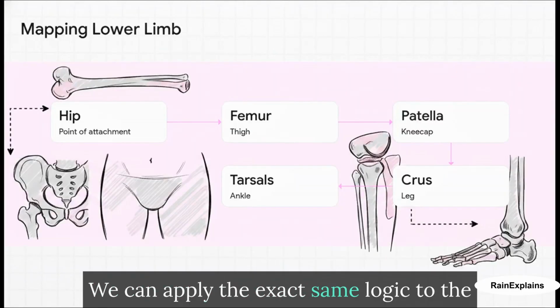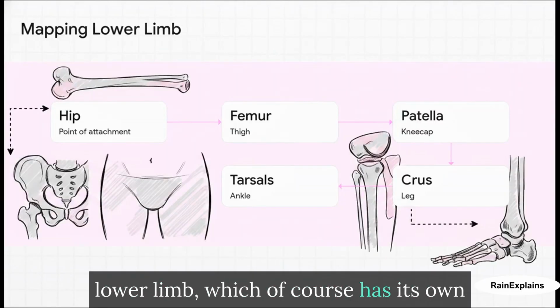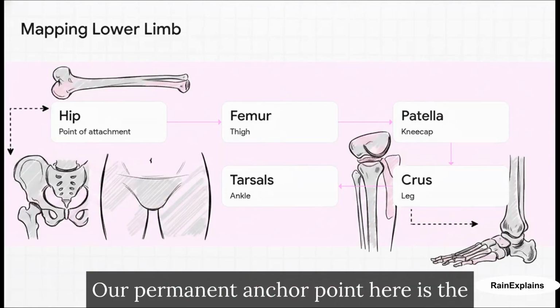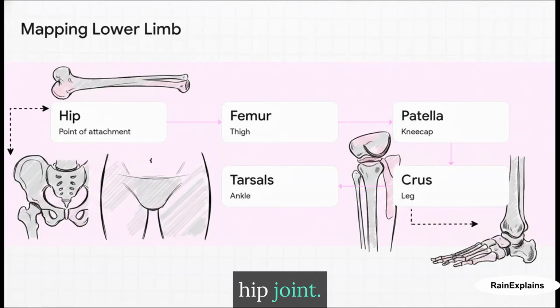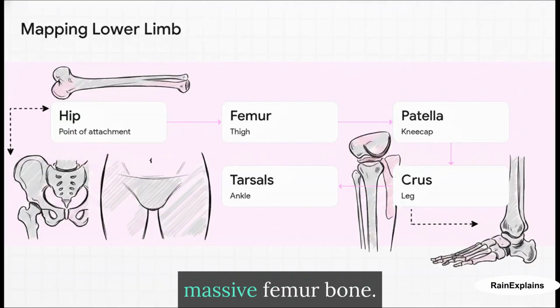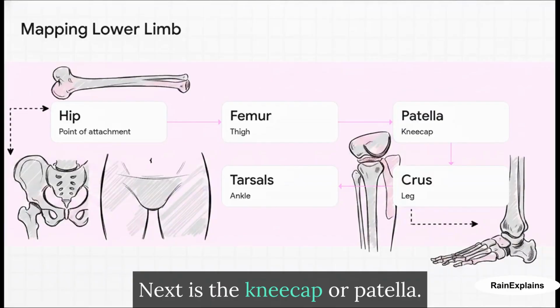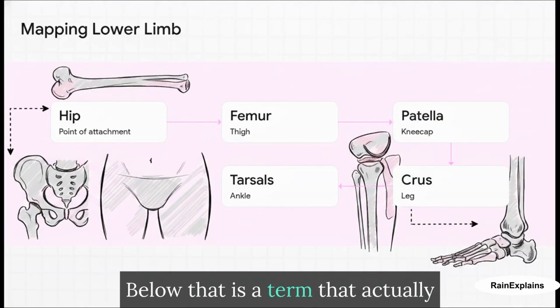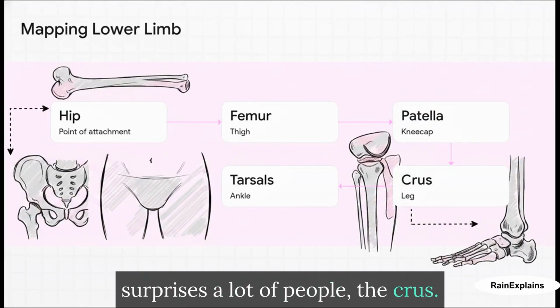We can apply the exact same logic to the lower limb, which of course has its own specific regional terms. Our permanent anchor point here is the hip joint. Moving outward, we find the thigh region, which is dominated by the massive femur bone. Next is the kneecap, or patella. Below that is a term that actually surprises a lot of people, the crus.